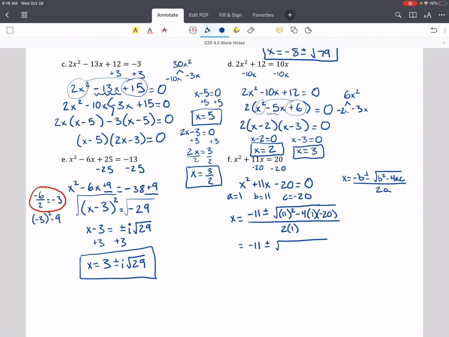-11 plus or minus, let's see, that's 121. -4 times -20 is plus 80, so the square root of 201, over 2. Okay, so now we have to check to see if 201 is divisible by anything. You can just check in your calculator. So it looks like 201 breaks up into 3 times 67. I think 67 is prime. Yeah. So cool. That means that's it.